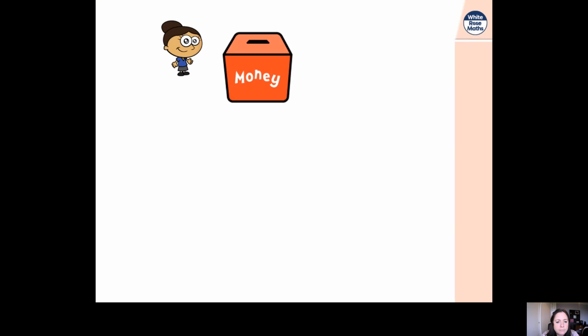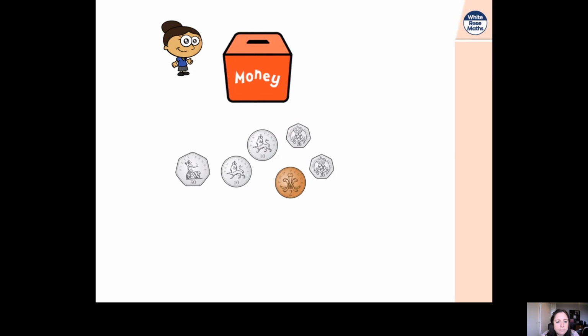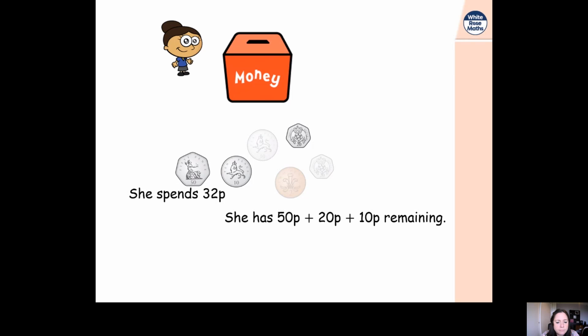Here's Dora and her money box. Dora empties her money box. Oh, she's got lots of coins. She spends 32 pence. I wonder which coins she's going to use. A 20 pence, a 10 pence and a 2 pence. She has a 50 pence, a 10 pence and a 20 pence left over. So altogether, she's got 50, 60, 70, 80 pence remaining.